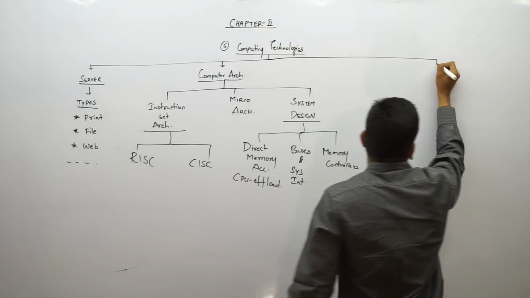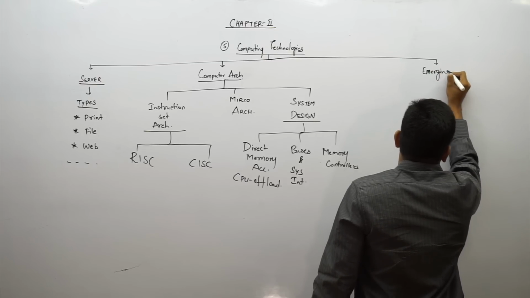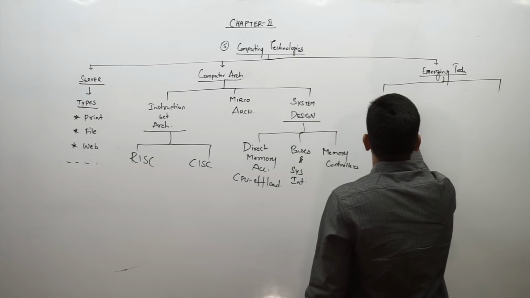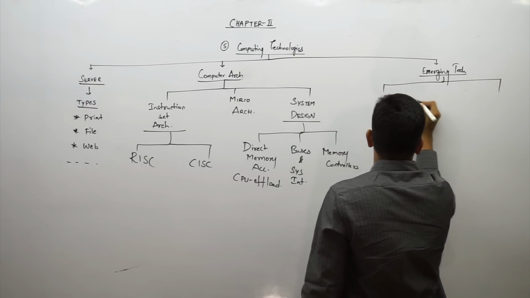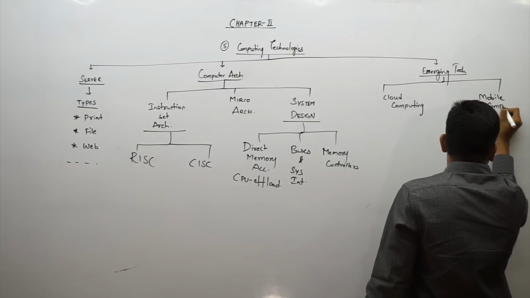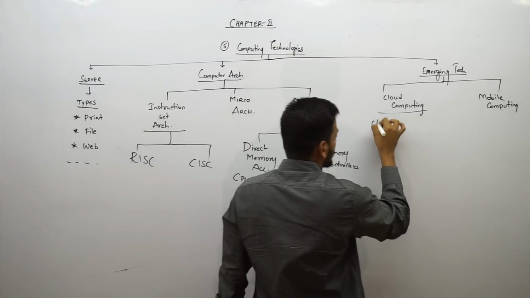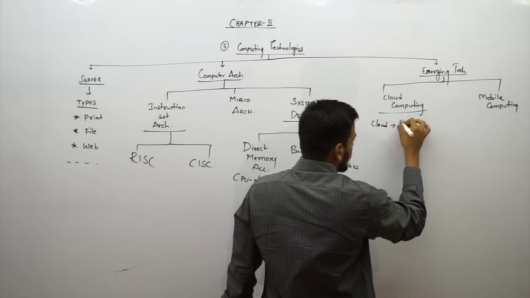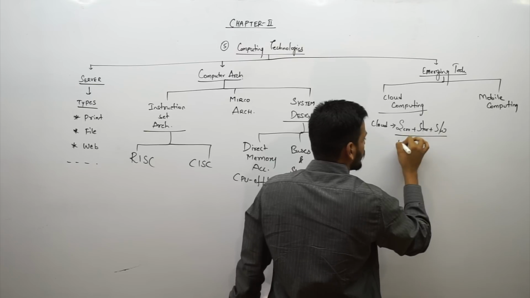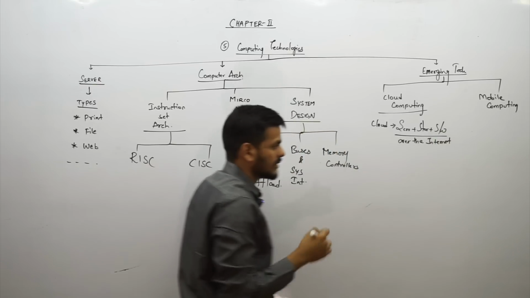Then moving ahead, the third topic is all about emerging technologies, where we are discussing two concepts, one called cloud computing, the other one mobile computing. There's nothing much to discuss in mobile computing. We will come back to it. Under cloud computing, we have what is cloud computing. So cloud's definition is very clear, guys. It's the three S's: server plus storage plus software, all this over the internet. That is what is called cloud.